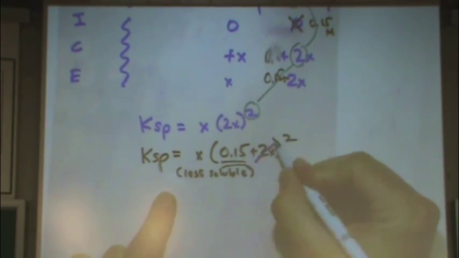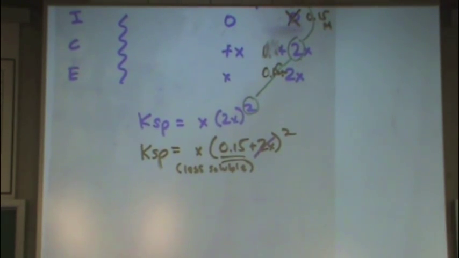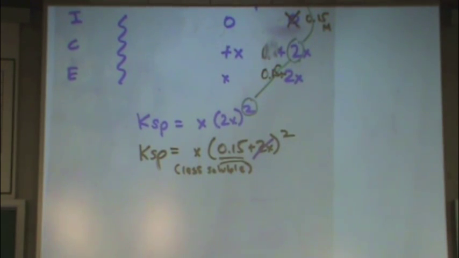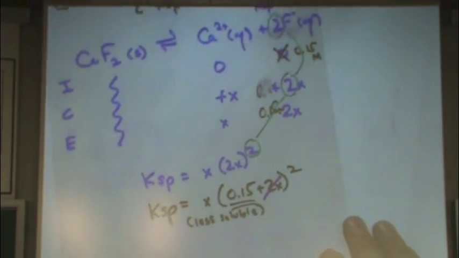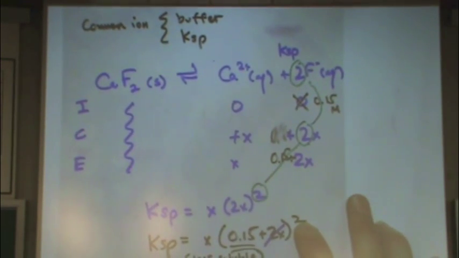So you're going to drop this term, and it becomes very easy to calculate because you're assuming the X is very tiny. Okay, so that's how you do the math in the second one. In the first one, you have to take a cube root to get your answer. All right. Any questions on the KSP part before we move over to buffers?